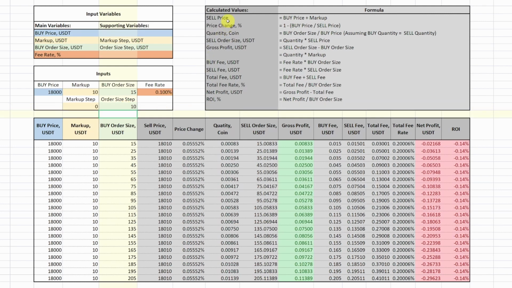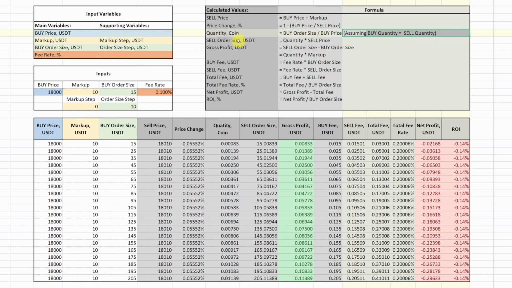Let's quickly run through the values calculated based on the main inputs. Sell price is easy, it's the buy price plus the markup. The price change, as explained earlier, is the percentage difference between the buy and sell price. Here is the formula. The quantity of coin is not all that interesting by itself, but it is necessary for further calculations. It is equal to the order size divided by buy price. Here, of course, I am assuming that in the trade we are selling all the coins that we have bought. Hence, the buy quantity and the sell quantity are the same.